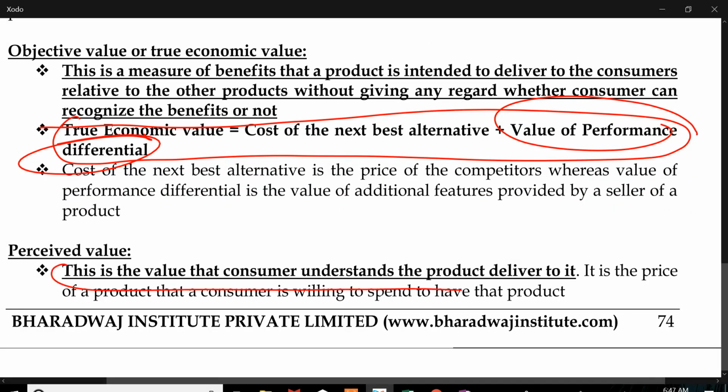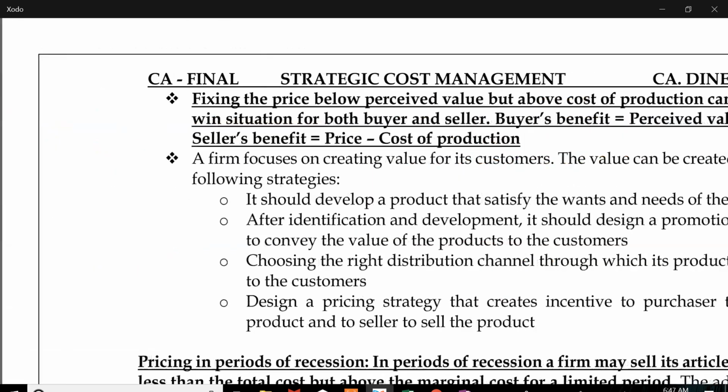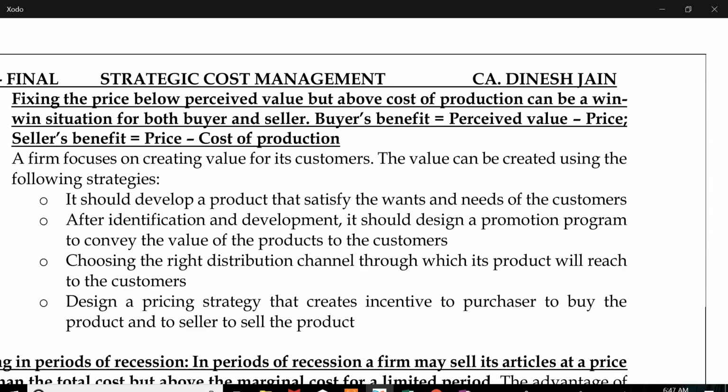Perceived value: the value that the customer believes. We are conducting classes, and I have taken you through all the examples. Going rate pricing means my fee should be the average level of the industry. Competition based pricing is sealed bid pricing: I should try to find out what others are going to charge, and accordingly I charge my prices. True economic value is the other person's service cost plus or minus performance differential. Perceived value is basically whatever you should fix.